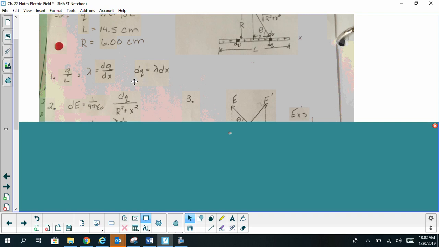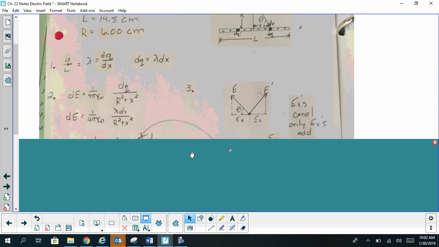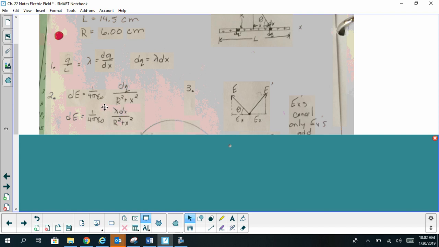Now, remember before we have to replace our dq with our linear charge density. So we're just going to take this linear charge density and we're going to insert it right here, okay? So we're all at the same spot. All right, so we're ready for step 3.